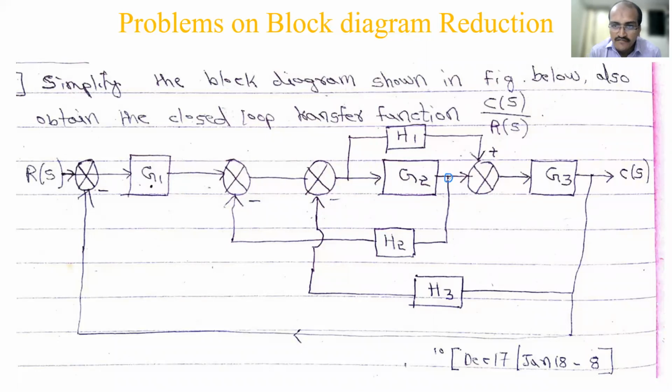So for it to become parallel, what we can do is move this takeoff point to this side, before the block. This is the rule we will use. Go through the notes to see which rule it is: moving a takeoff point before a block. If you move that takeoff point before a block, then G2 and H1 are in parallel. That is the thing we have to do first.